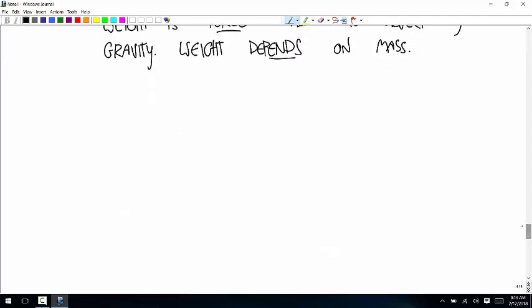Okay, SI units for mass are kilograms. That might be the only SI unit that has a prefix in front of it. You'd think maybe grams would be more natural, but here we are. And we'll abbreviate that kg.